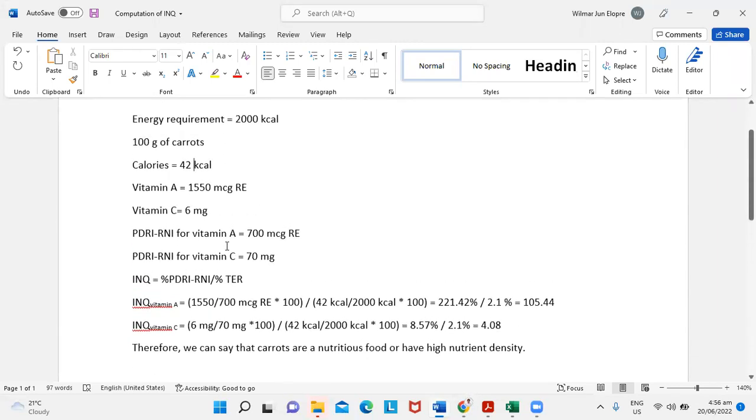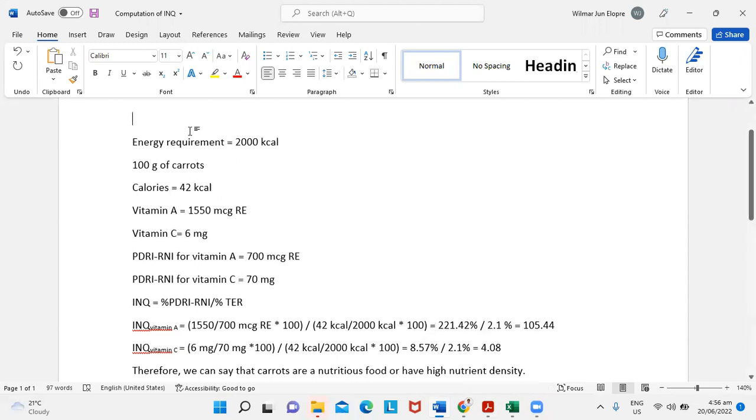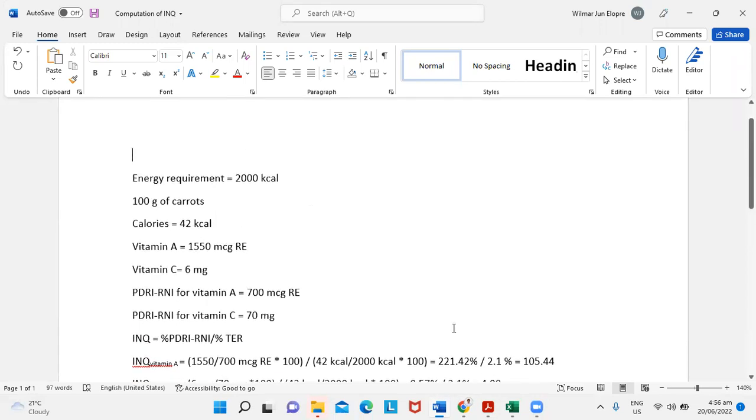Let's assume that this person is male, 19 to 29. Okay, let's put here their age as well as their sex. So male, 29 years. Okay.